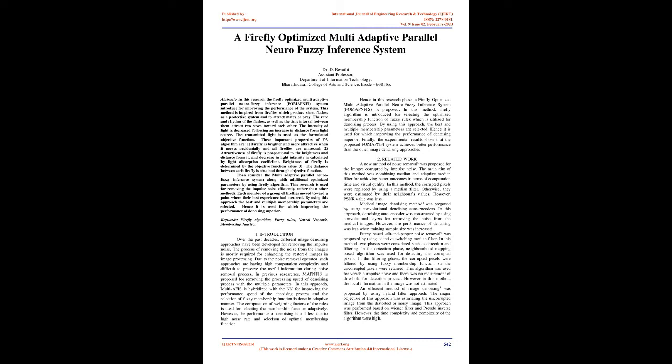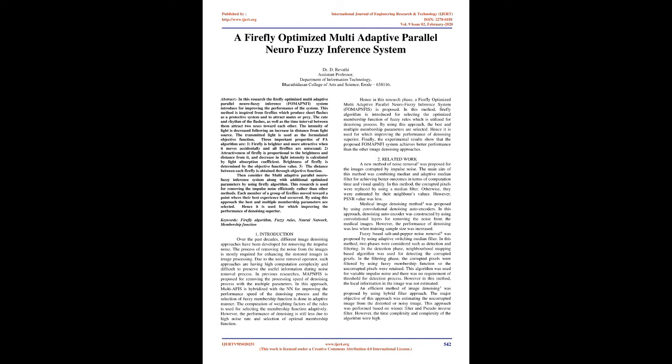during the noise removal process. In previous research, FOMAPNFI is proposed for improving the processing speed of the denoising process with multiple parameters. In this approach, multi-AFIS is hybridized with the NN for improving the performance speed of the denoising process, and the selection of the fuzzy membership function is done in an adaptive manner. The computation of weighting factors of the rules is used for selecting the membership function adaptively. However, the performance of denoising is still low due to the high noise rate and the selection of the optimal membership function.